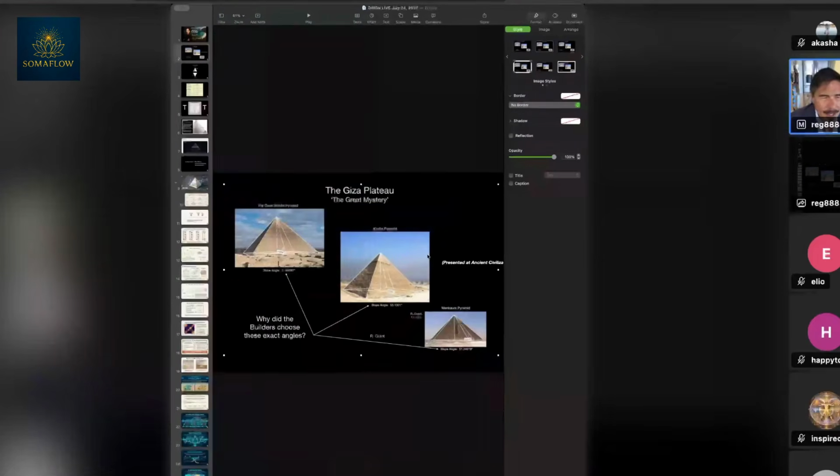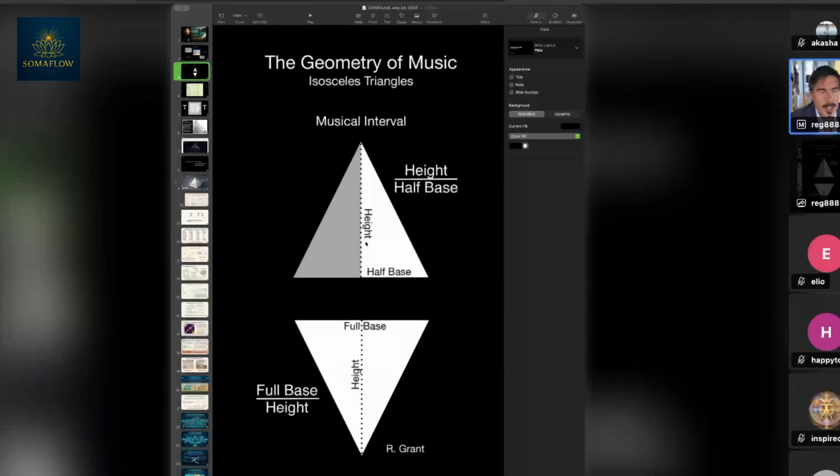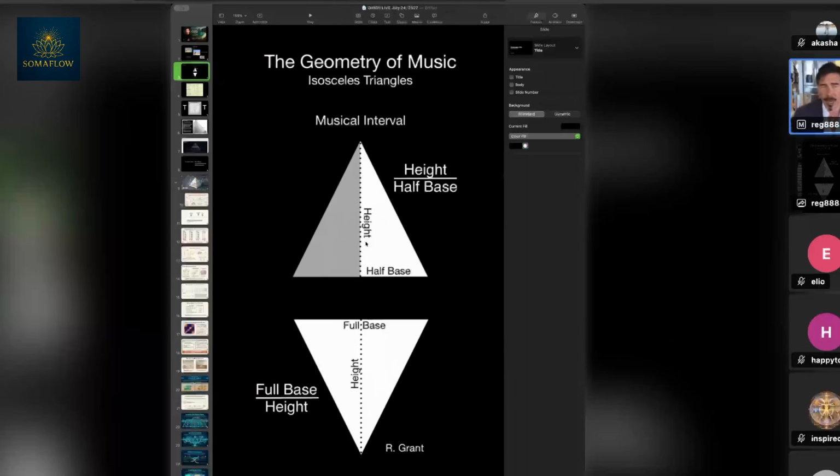Now, why did they choose different slope angles? Doesn't really make sense, right? So this is when I figured out the cipher: they're basically encrypting some information for us about musical interval, and that encryption is based on the height of the pyramid over its half base, independent of no matter what measurement system they use. It's got to be based entirely on ratio.